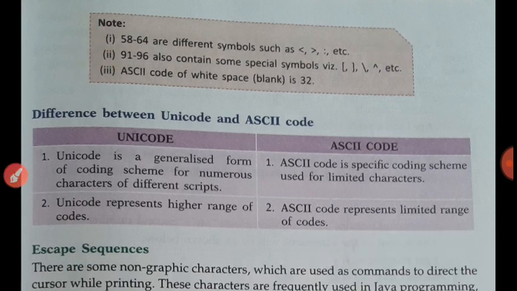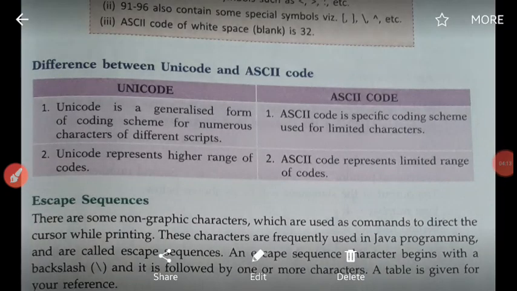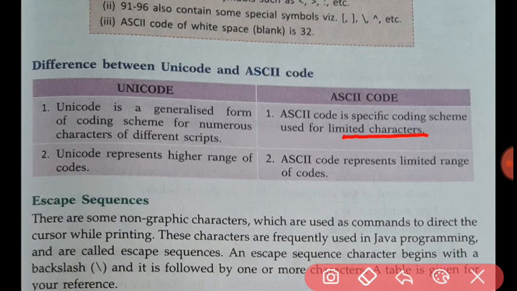So let us see the difference. Unicode is a generalized coding scheme for numerous characters of different scripts, and ASCII is a specific coding scheme for limited characters. Remember, I told you there are 256 characters. There is a higher range of codes in Unicode and a limited range of codes in ASCII because of the limited characters.